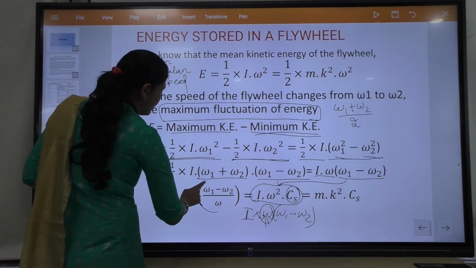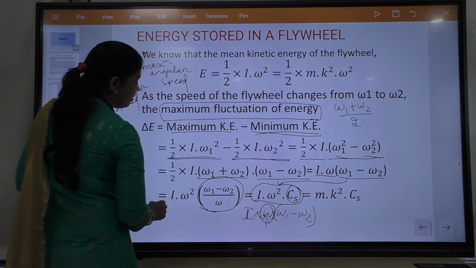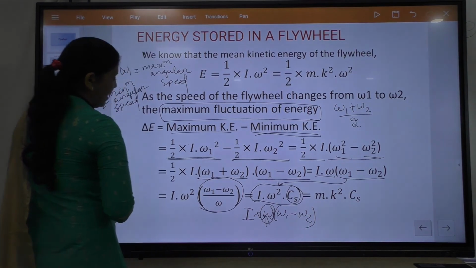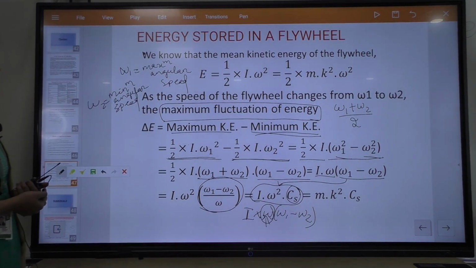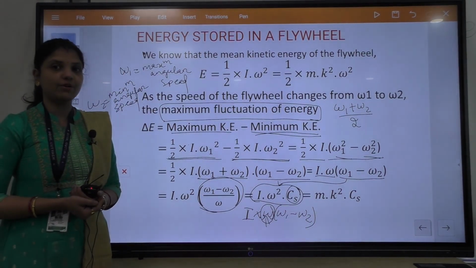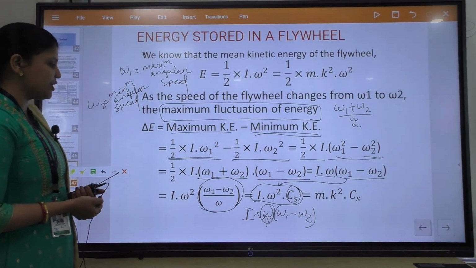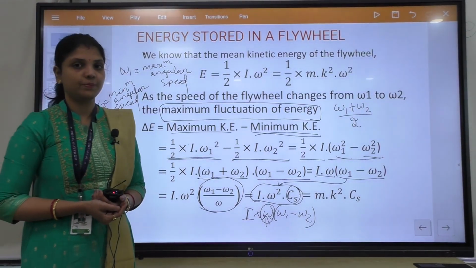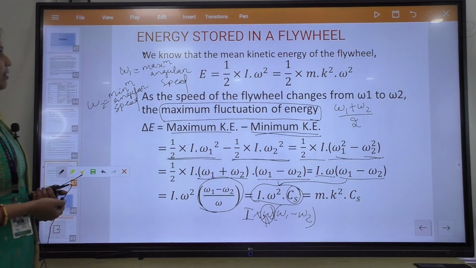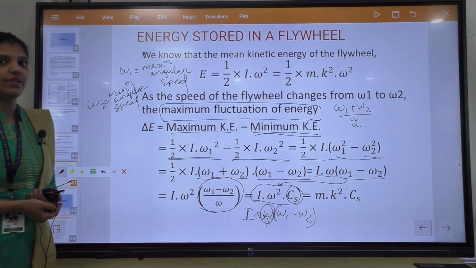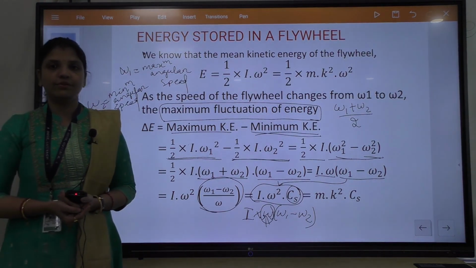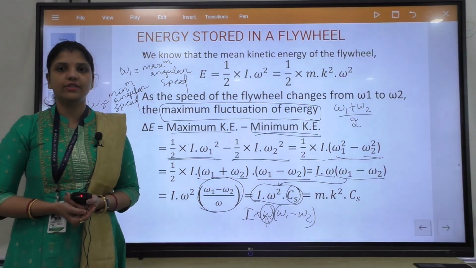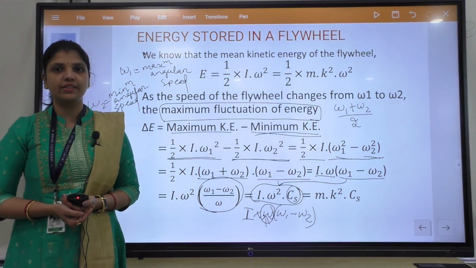So, this is the value of coefficient of fluctuation of speed, that is the ratio of the difference between the maximum angular speed and the minimum angular speed to the mean speed. So, with this the energy stored in the flywheel is also over, and with this our chapter governor along with flywheel is completed. Thank you.